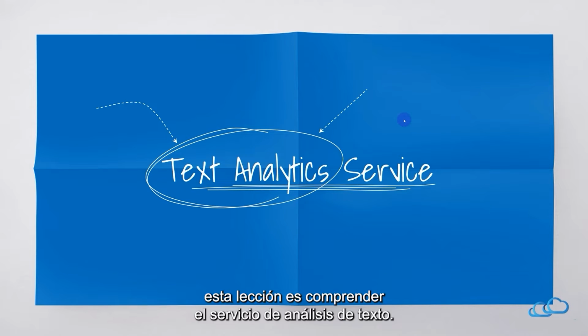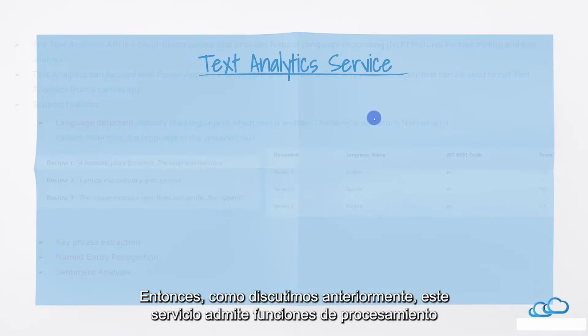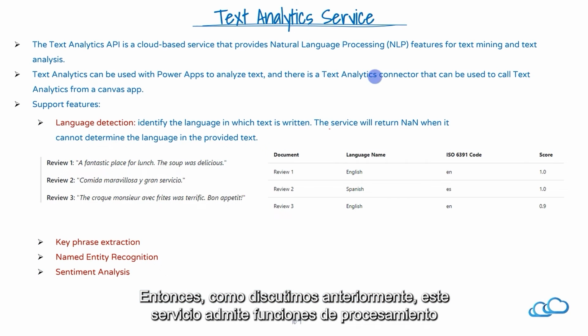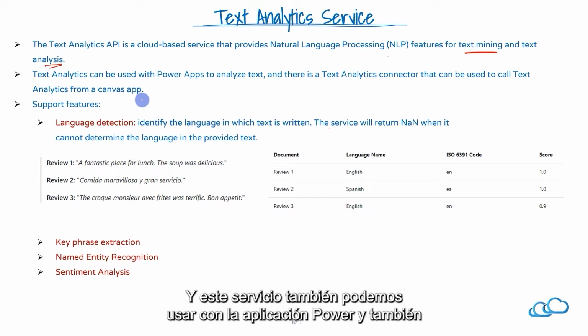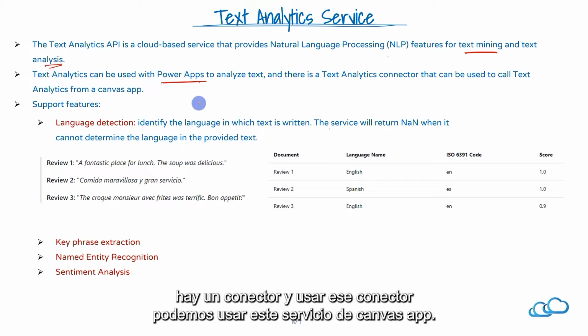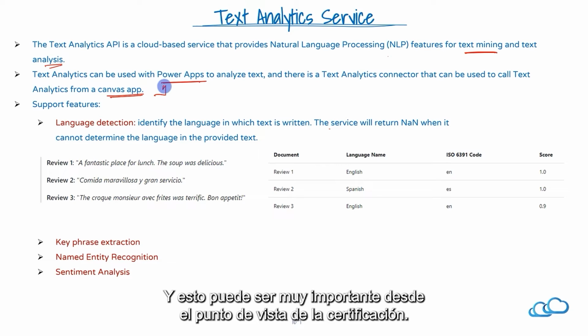Hello friends, welcome back. The goal of this lesson is to understand the text analytics service. As we discussed earlier, this service supports NLP, natural language processing features related to text mining and text analysis. We can also use this service with Power Apps. There is a connector, and using that connector we can use this service from a canvas app, and this can be important from a certification point of view.